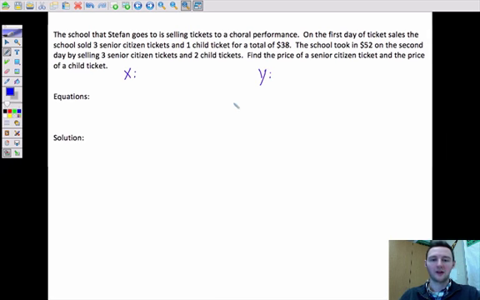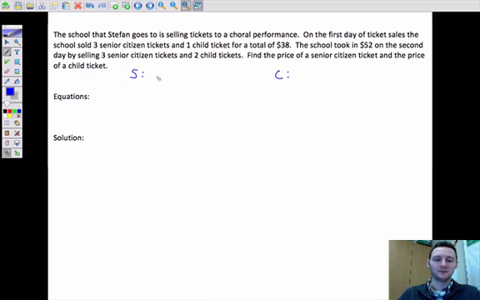X and Y, you can do, actually let's not do X and Y. Sorry, Zach Johnson, I know that's going to make you mad. Let's do S and C. And the reason I chose S and C is because the two things that we want to know are the price of a senior citizen ticket and the price of a child ticket. So the two things we want to know are the prices of the two.